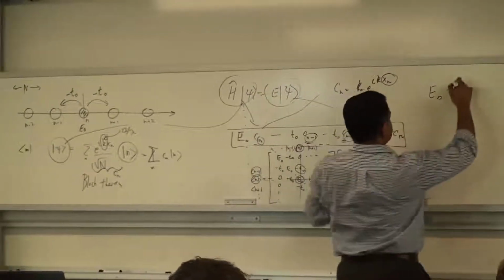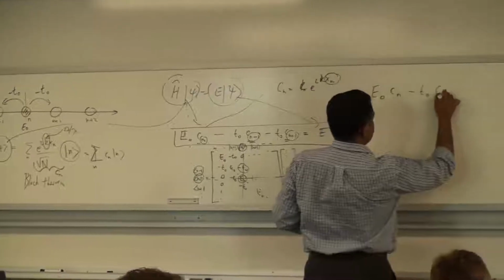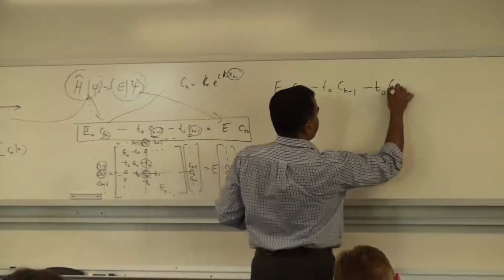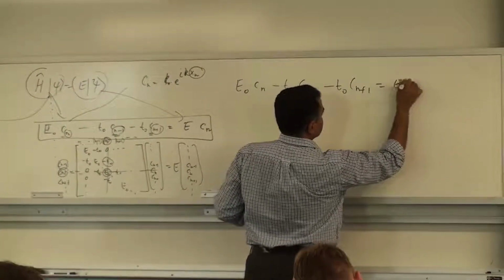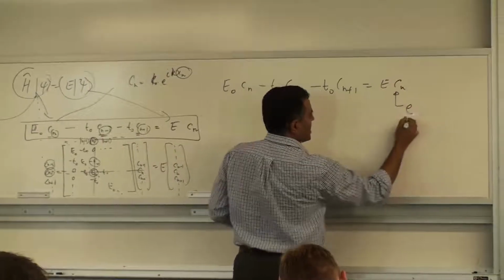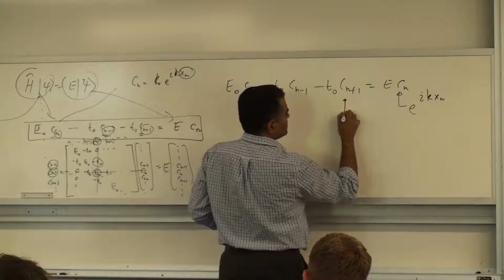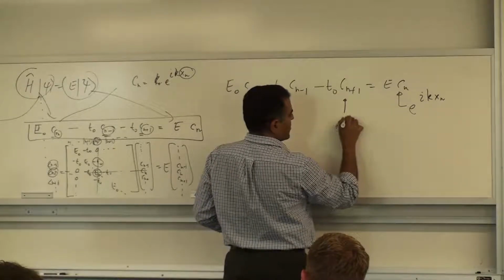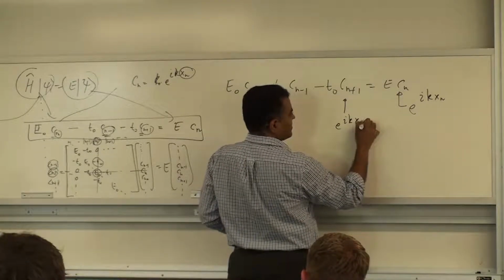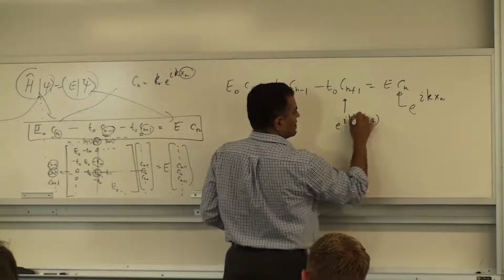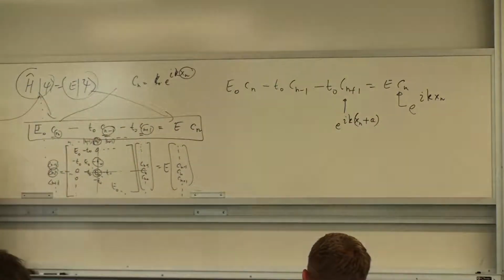And so if I substitute in this equation, plus Cn plus 1 is equal to E times Cn, and I substitute Cn is e to the power i k x n, then Cn plus 1 will be e to the power i k x (n plus a), where a is the lattice constant, right? The distance from n to n plus 1.